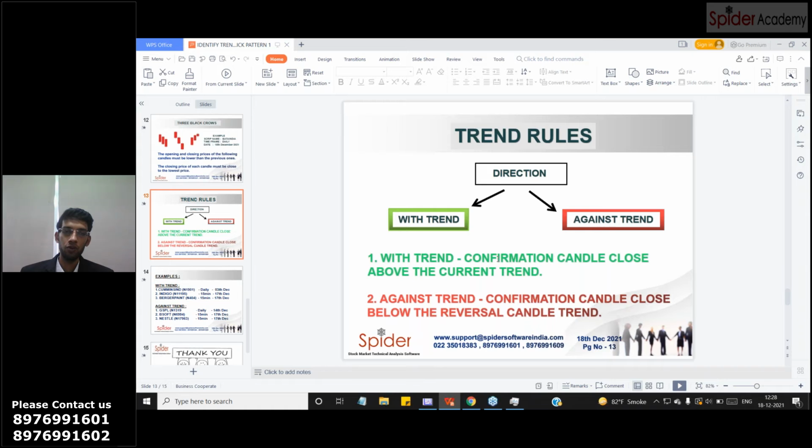Suppose I use 3 white soldiers, so the confirmation candle will be: if the next candle closes above the top of those three candles, I can go long. In the same way, if it is against the trend, until the reversal happens, we will wait for the reversal sign. That will help us for confirmation. And in the same way, whatever the candle is, when the reversal happens and it closes below that candle, that will define the reversal. I'll explain with examples how to take these kinds of trades.